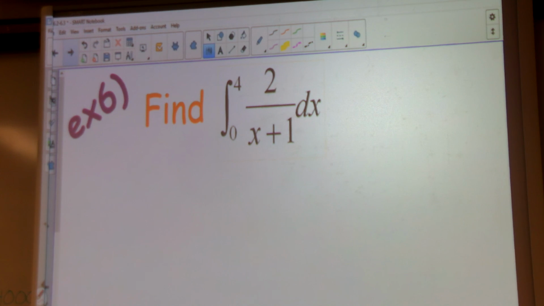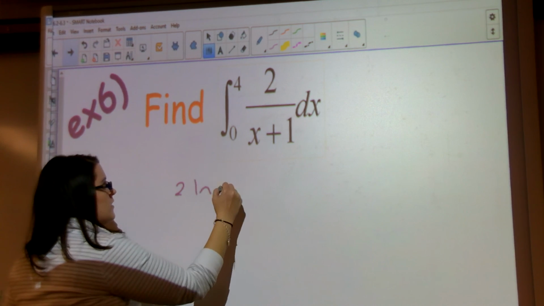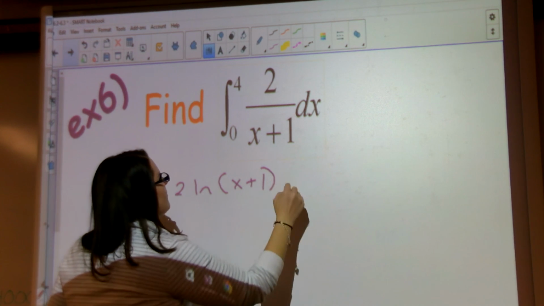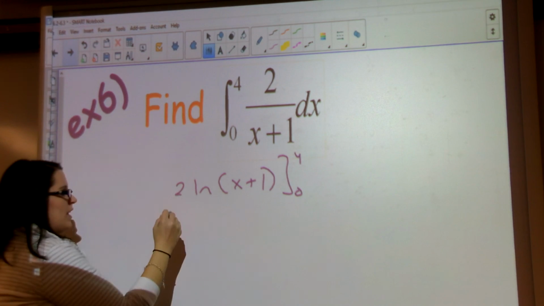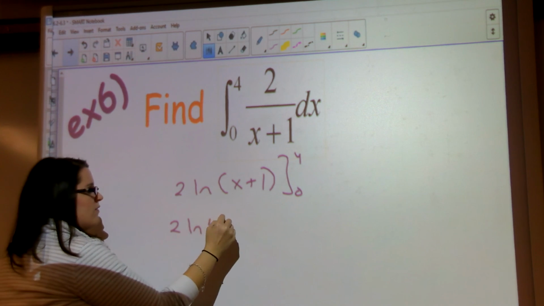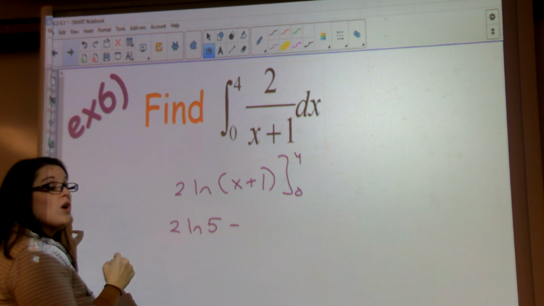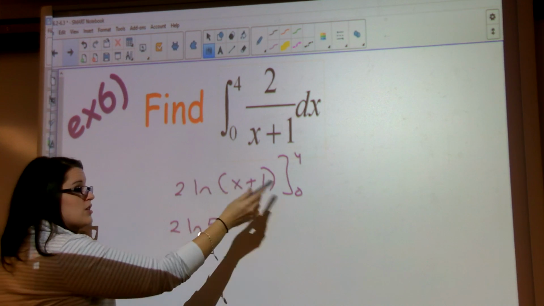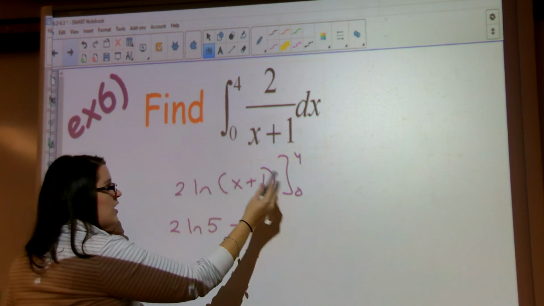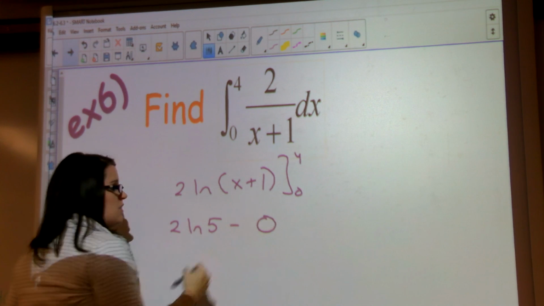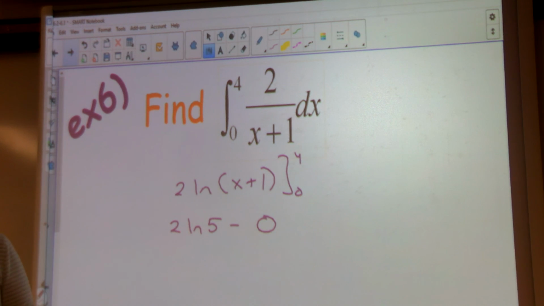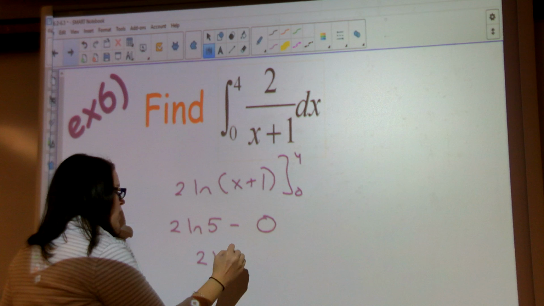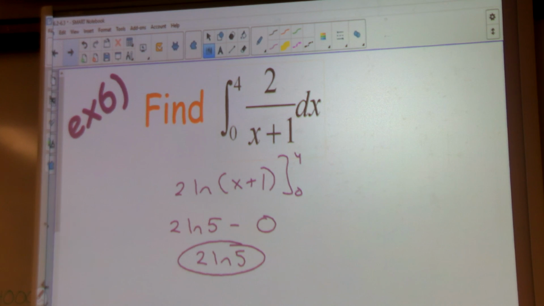Okay, antiderivative here: 2 ln of absolute value x plus 1. I'll just use parentheses for now, because we're going to evaluate. So now plug in 4, I get 2 natural log of absolute value 5. Is that absolute value? Well, I just said I could, but I don't need to considering I'm plugging in positive numbers. Glad you're listening. Okay. Plug in 0, you get 0. Natural log of 1 is 0, correct? So I end up getting 2 natural log of 5. You might occasionally see that written as natural log of 25. Usually not. This is how you usually see it.